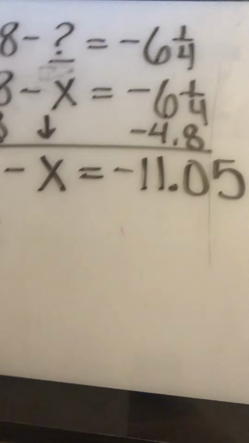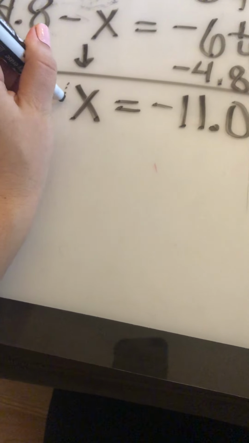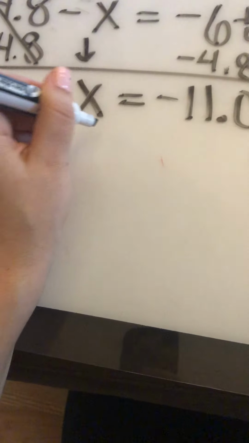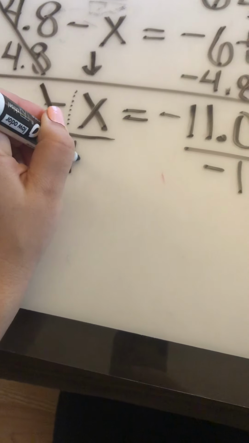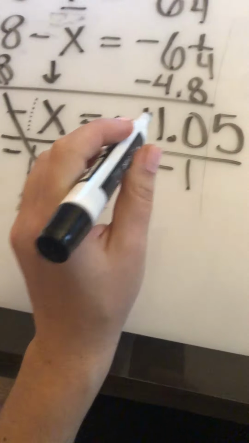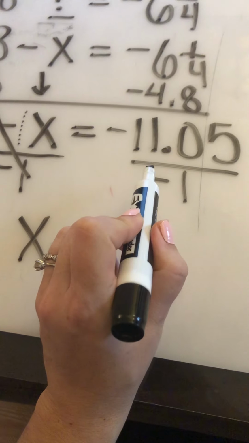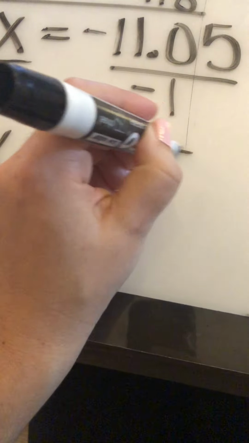Now remember our variable is still negative. We have to get rid of that. So we do that by remembering there's really a 1 here, and this -1 is multiplying x, so the inverse would be to divide by -1. I do that to both sides. -1 divided by -1 is +1. I don't need to put that 1 in front of x because we know it's there. And if I divide -11.05 by -1, it becomes a positive 11.05.